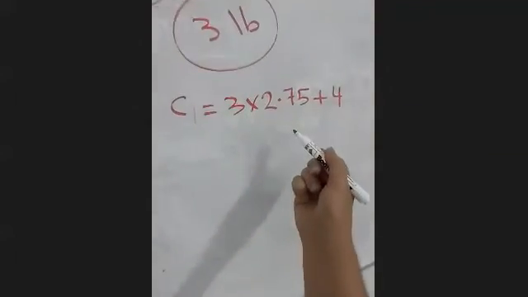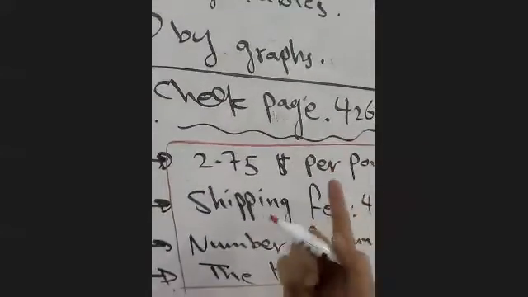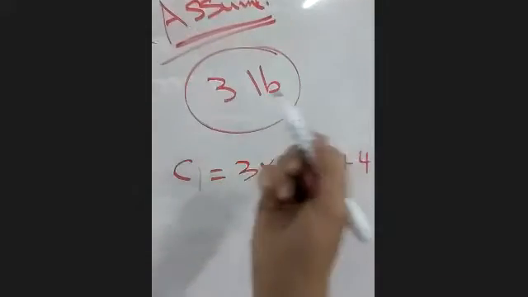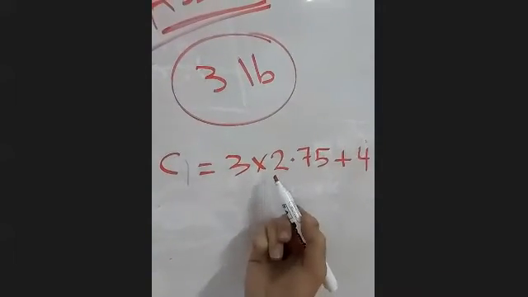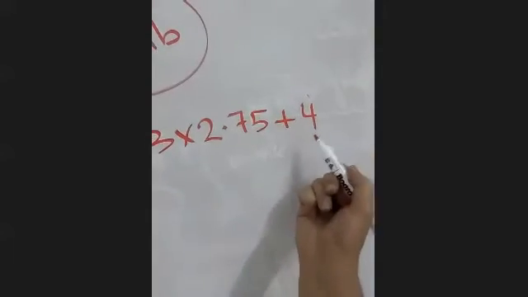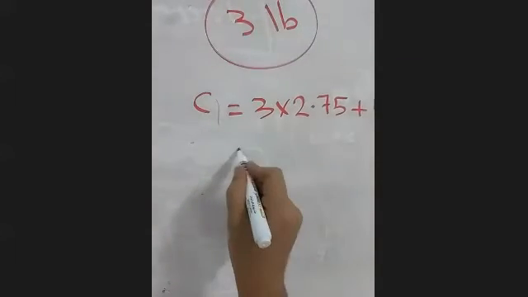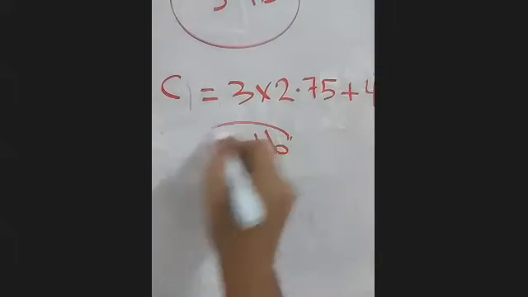Why 3 multiplied by 2.75? Because each pound is 2.75. If I want to buy 3 pounds, I'll multiply it by 3, and I will add the shipping fee for it. If I want to buy 7 pounds, what will I do? What will the total cost be? Who can tell me?